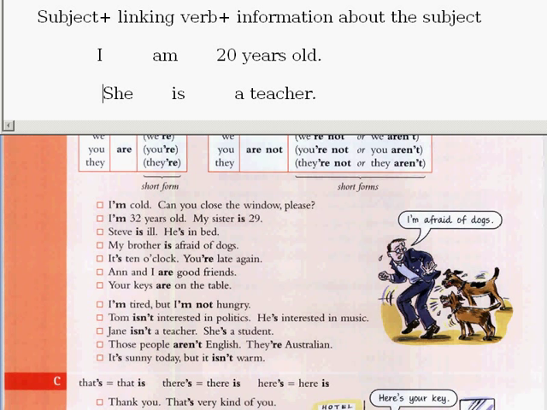Next sentence you have, she is a teacher. She is your subject, is the linking verb, and a teacher is the additional information about your subject, which is she. Isn't that very simple?